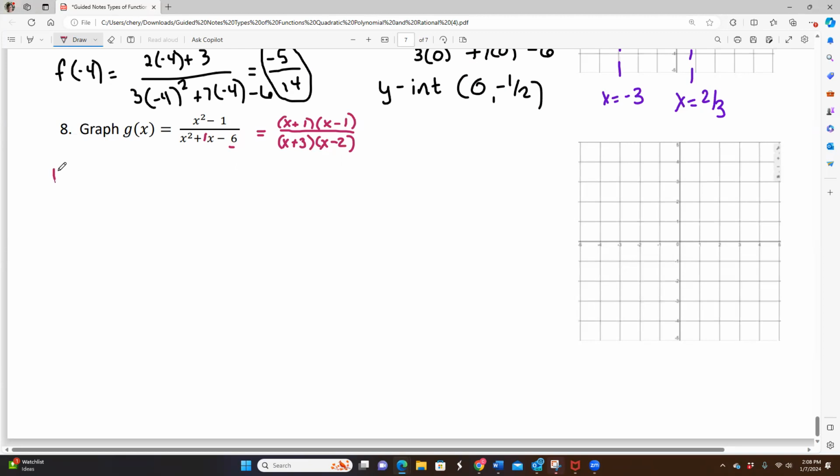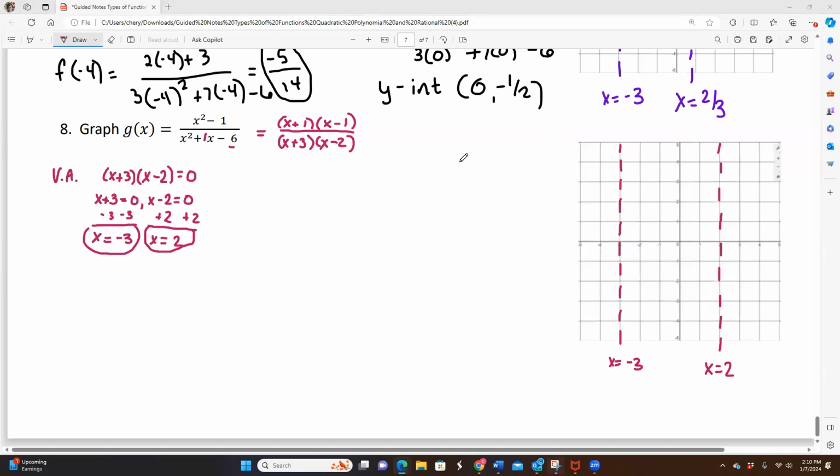So remember above, to find the vertical asymptote, set the denominator equal to 0. So for our vertical asymptotes, we get x equals negative 3 and x equals 2, because we set each of these factors equal to 0, subtracting the 3 and adding the 2. And here's the graph of those vertical asymptotes. That will help guide us as we try to graph our rational function.